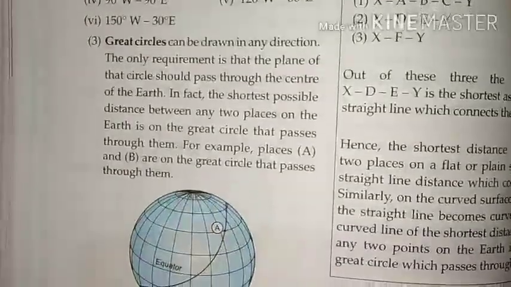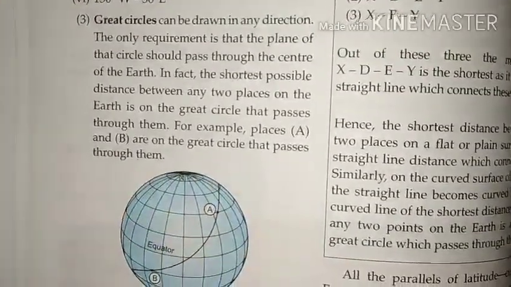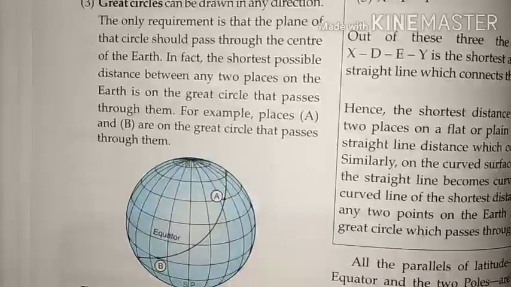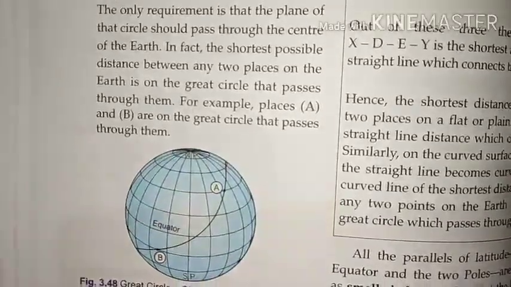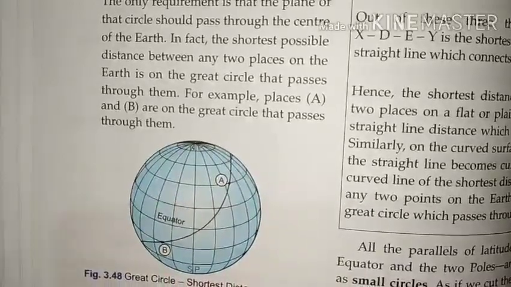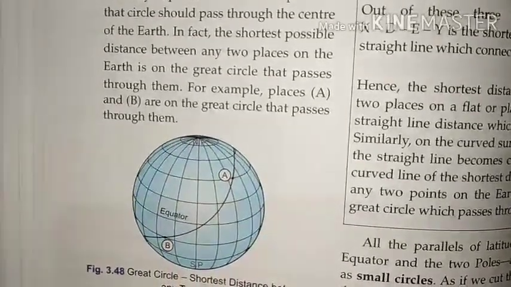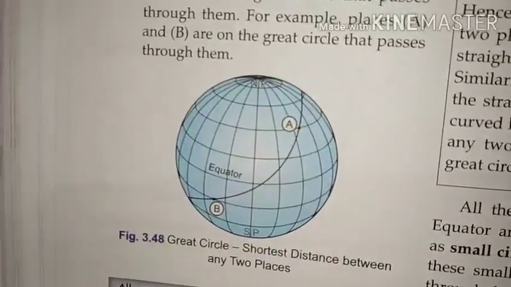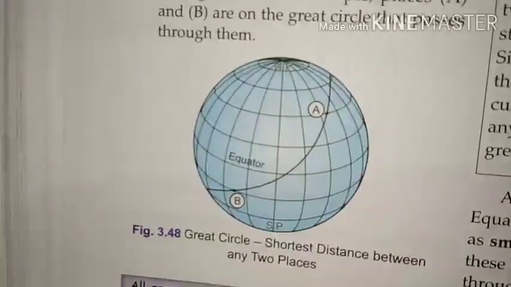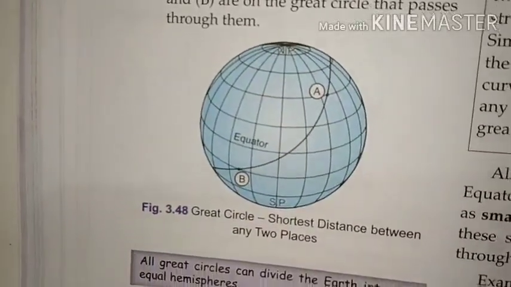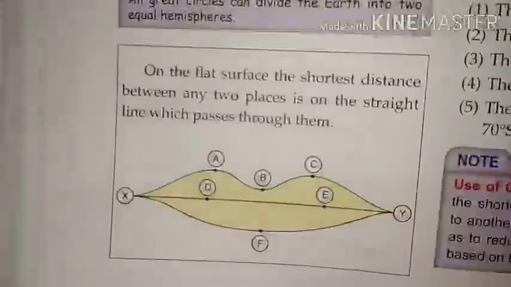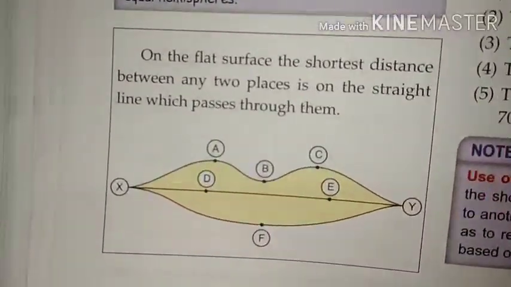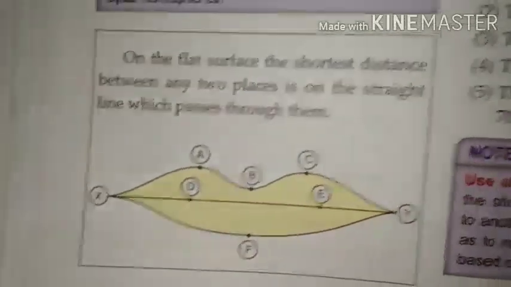Great circles can be drawn in any direction. The only requirement is that the plane of the circle should pass through the center of the earth, that has to be followed. And the shortest possible distance between any two places on the earth is on the great circle that passes through them. For example, places A and B, you can see in the figure. So we draw that great circle and that will be the shortest distance passing through A and B. On a flat surface, the shortest distance between any two places is the straight line which passes through them. So this is very similar to that. This is how the great circle is calculated or found. That is the use of the great circle also.